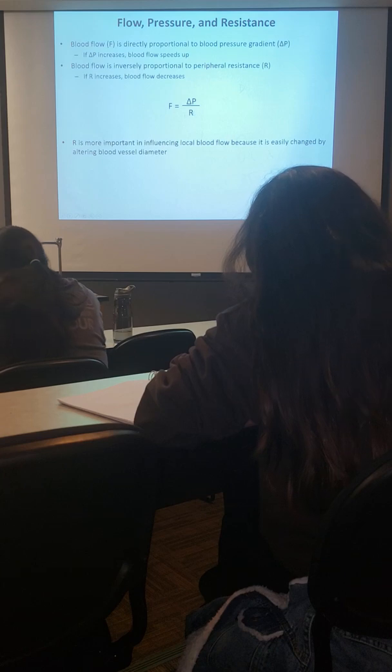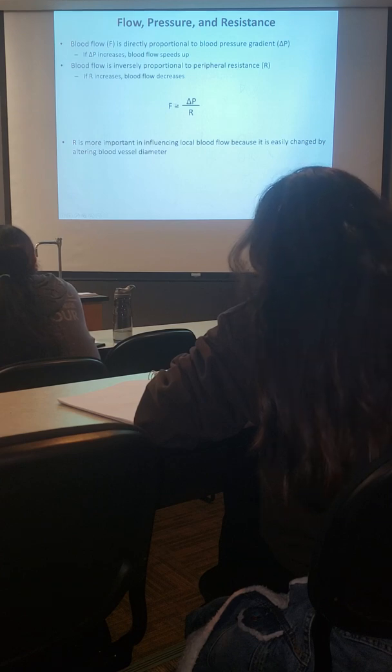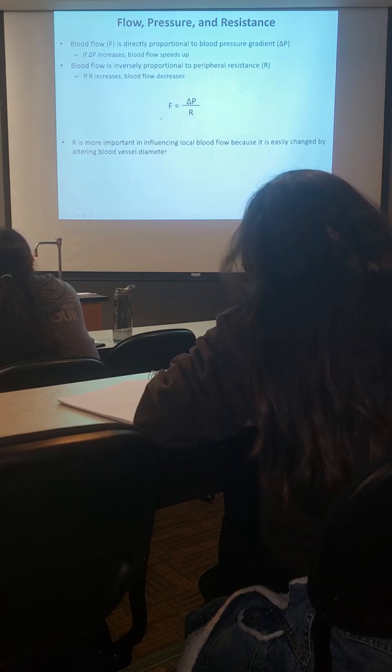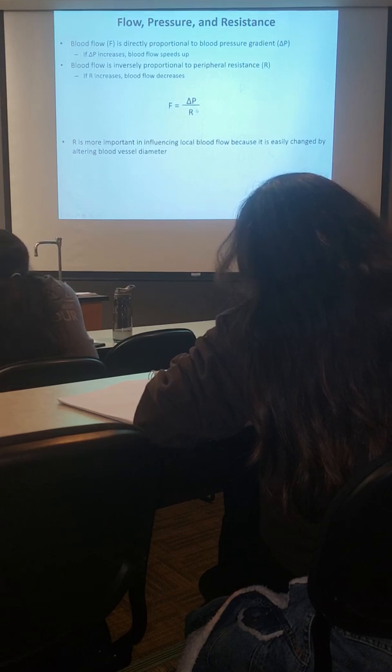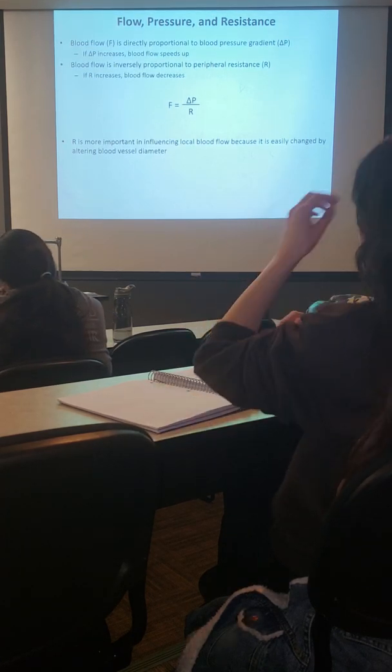Resistance, notice, is under here. It is inversely related to blood flow, okay? So inversely means that it goes in the opposite direction. The more resistance you have, the less flow you have, okay? You can look at this and use the equation, but you can also think of it intuitively. If you're preventing blood from flowing, which is resistance, you're going to have less flow, okay?